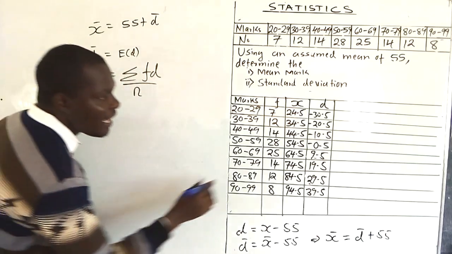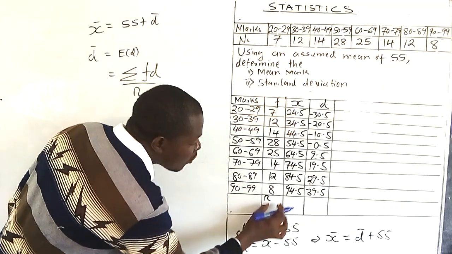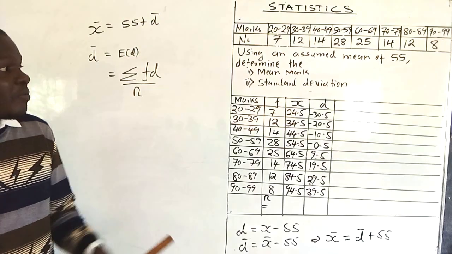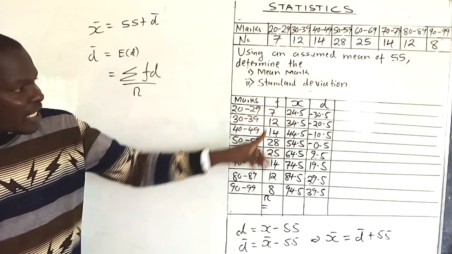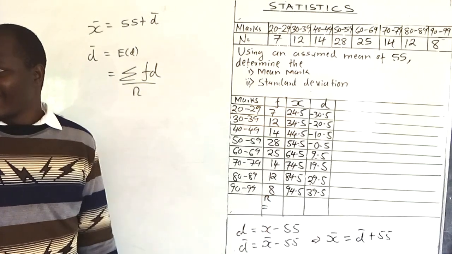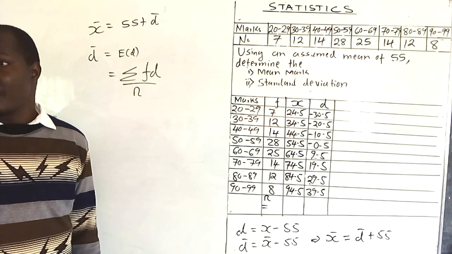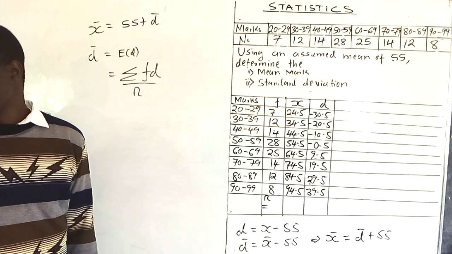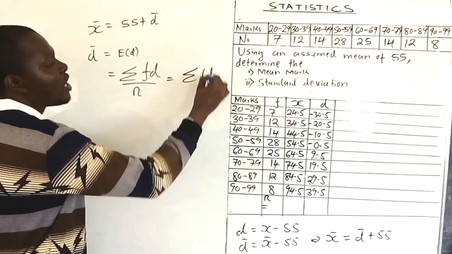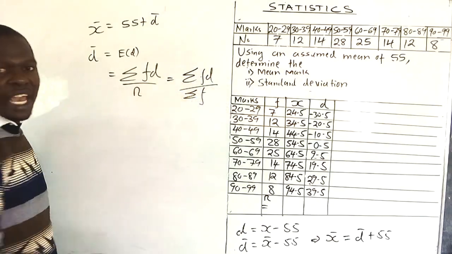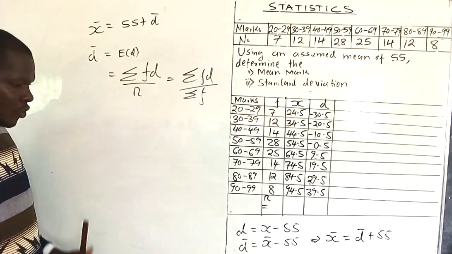So what is n? N is when you sum up all the frequencies, summation f gives you n. When you sum up all the frequencies, it gives you the total number. And I think you were told the total number was 120. So here we have summation fd over n. N is the same as summation f, meaning if you sum up all the frequencies, you get n, isn't it? Yes. Good.